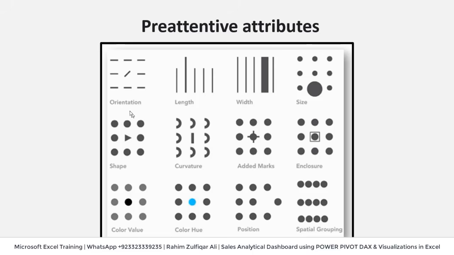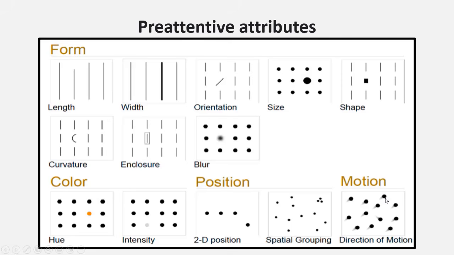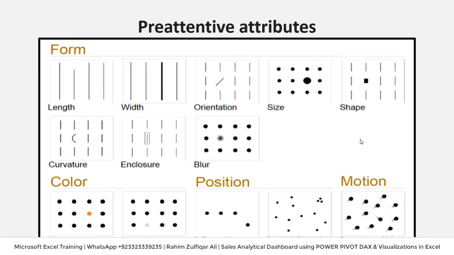They relate to changes in orientation, length, width, size, shape, curvature, added marks, enclosure, color value, color hue, positioning, and spatial grouping. Okay. Another example of pre-attentive attributes, which we have already discussed. Some of them are discussed in the CRAP rule. Some of them are related to the color category, positioning category, motion, and form category. So these are the examples which you can add in your dashboard.